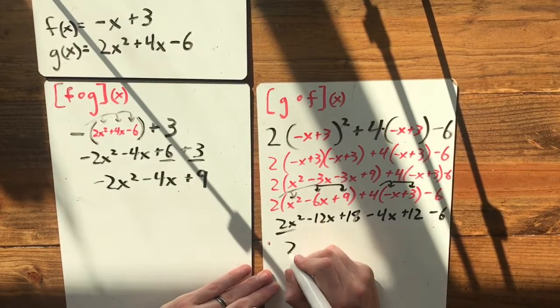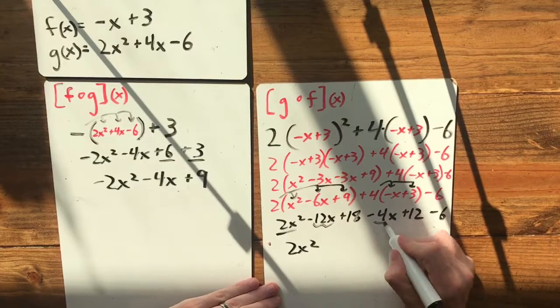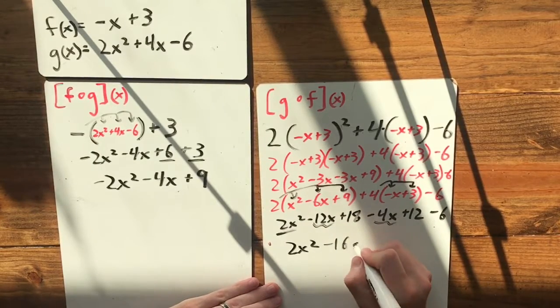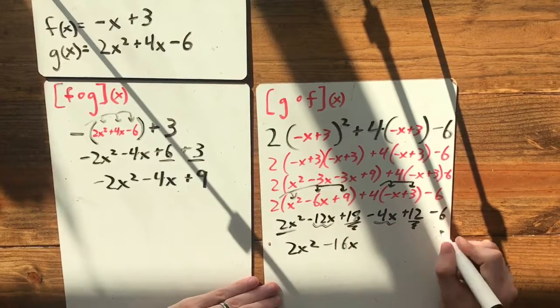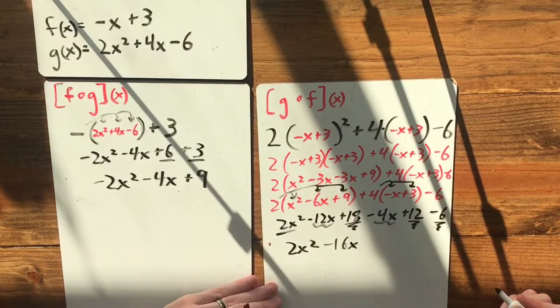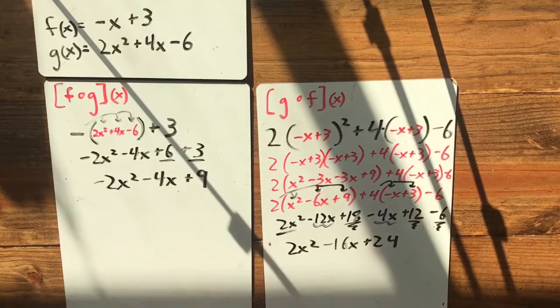Combine like terms, no like terms for our 2x squared. We've got a negative 12x and a negative 4x, which gives us a negative 16x. We've got 18, 12, minus 6. Well, 18 plus 12 minus 6 is 24. And so we've now cleaned that up, and we have our g composed of f right there.